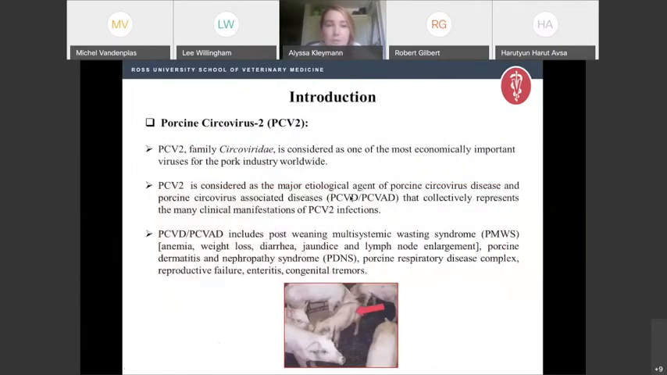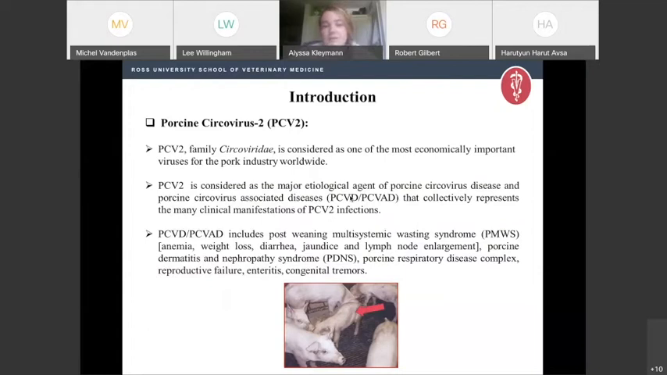So to give you a brief introduction about this virus, it is a part of the family Circoviridae, and it is considered as one of the most economically important viruses for the pork industry worldwide. It is considered as the major etiological agent of porcine circovirus disease and porcine circovirus associated diseases that collectively represent many clinical manifestations of PCV2 infections.